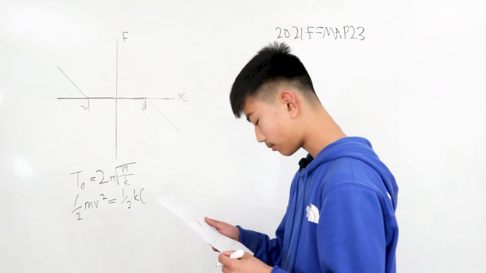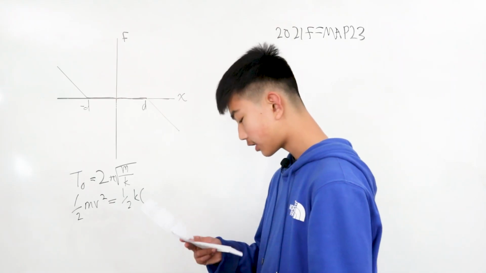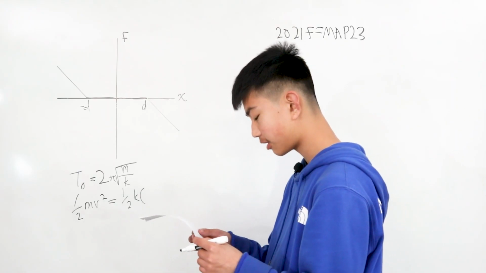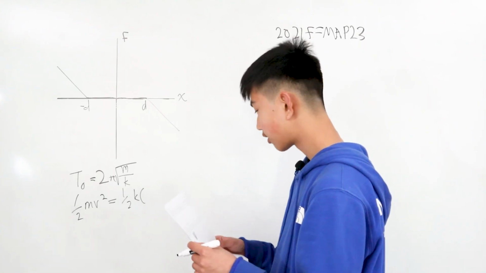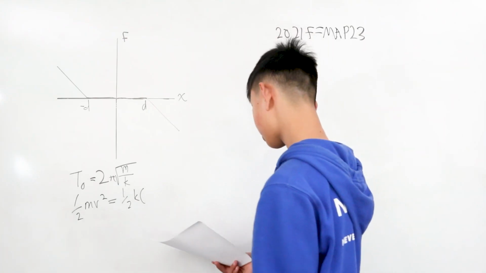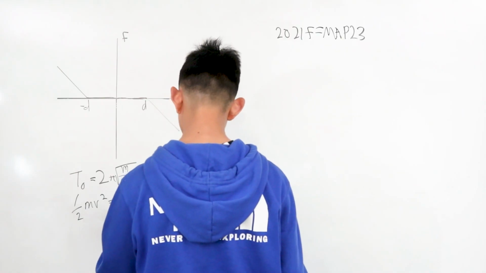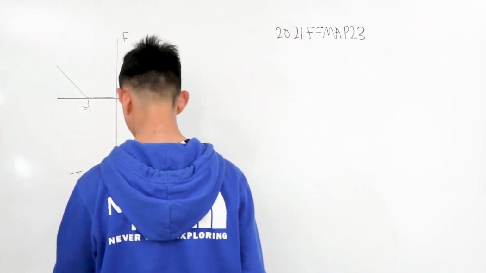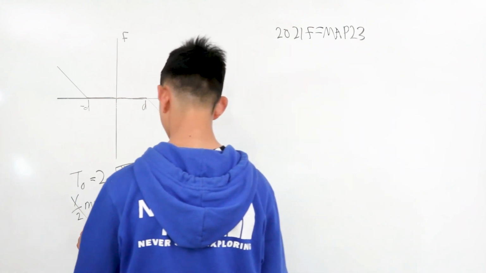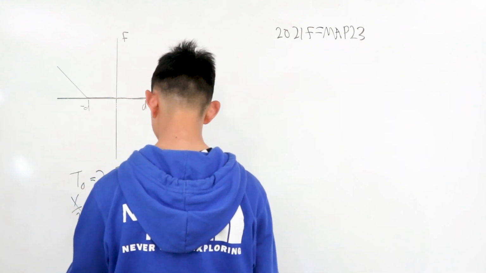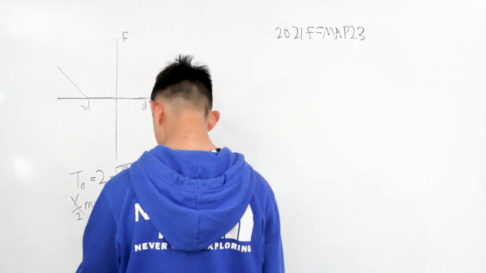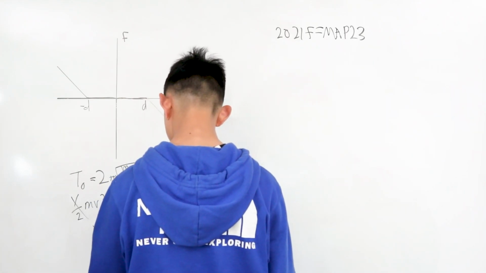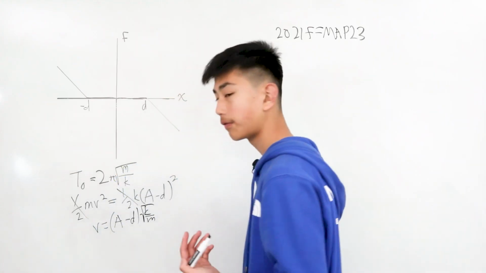Well, the second sentence says a mass m is attached to the spring and released from rest at the position x equals a, where a is greater than d. Basically, this just means that we want to do a minus d squared. And then the 1/2s can cancel out. And then we end up with v is equal to a minus d times the square root of k over m.